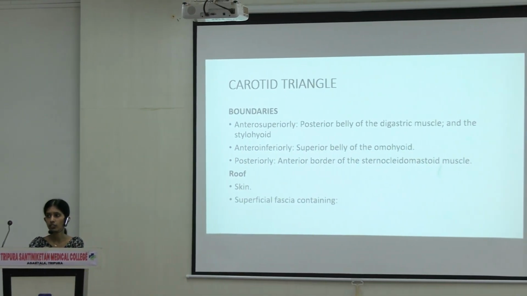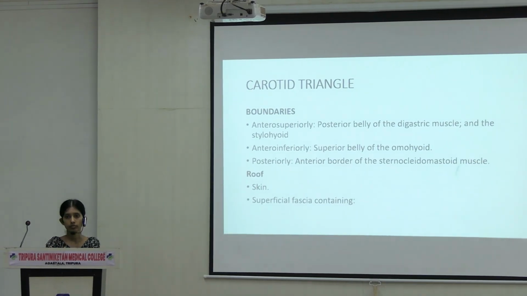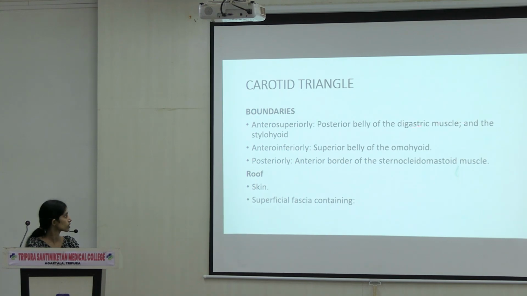The carotid triangle is the largest triangle present in your anterior triangular region, or the anterior neck region. It also includes one more important concept called the carotid sheath. Boundaries: anterosuperiorly it is formed by the posterior belly of the digastric muscle and also the stylohyoid muscle. Antero-inferiorly it is formed by the superior belly of the omohyoid muscle. Posteriorly it is formed by the anterior border of the sternocleidomastoid muscle.